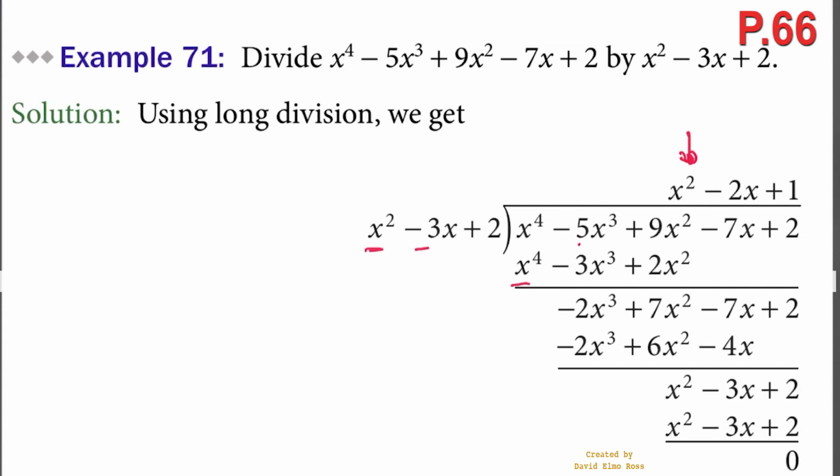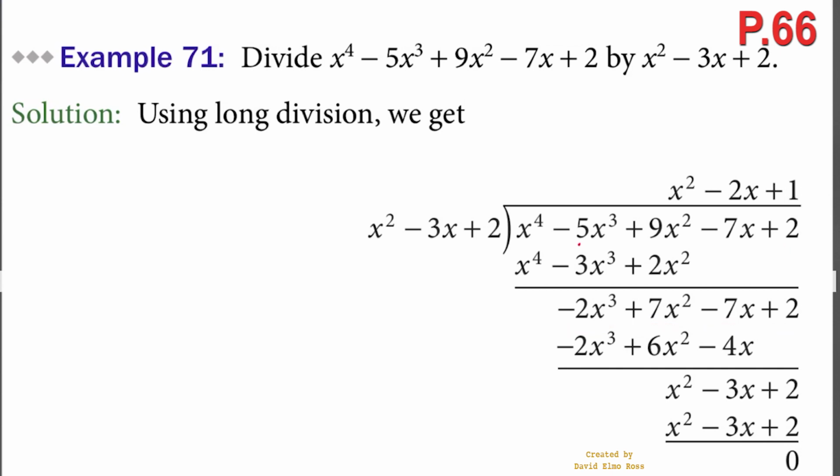We've got x squared times minus 3x is going to give us minus 3x cubed. We've got x squared times 2, which is going to give us 2x squared. So that's our first term. Now when we do the subtraction, we got minus 5 subtract negative 3, which is going to give us minus 2x cubed. We have 9 subtract 2, which is 7x squared. And then we still have these terms here that we're going to write down here.